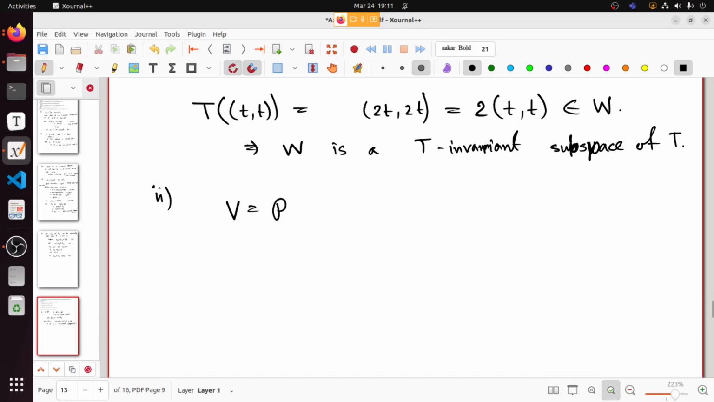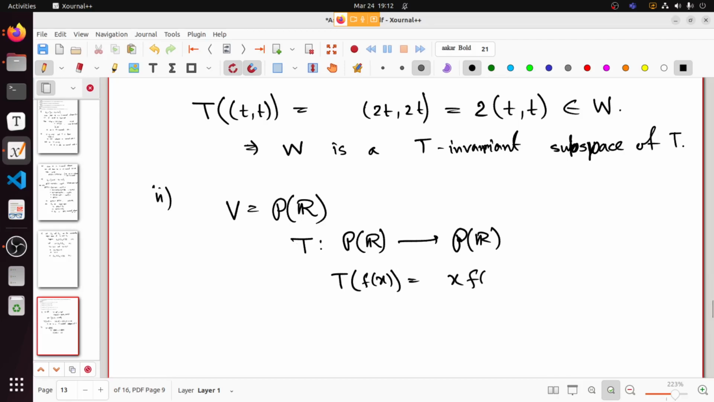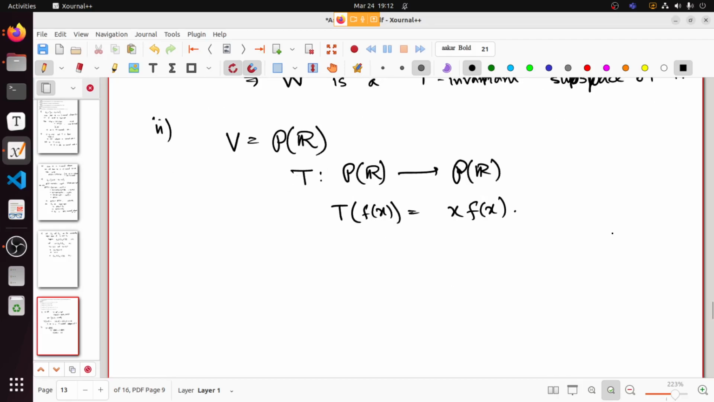So V is P of R. This is the set of all polynomials with coefficients in R. And what is T? T is a map from P of R to P of R, T of f(x) is x times f(x). Then what is W? I have taken Pn of R, polynomials of degree n.